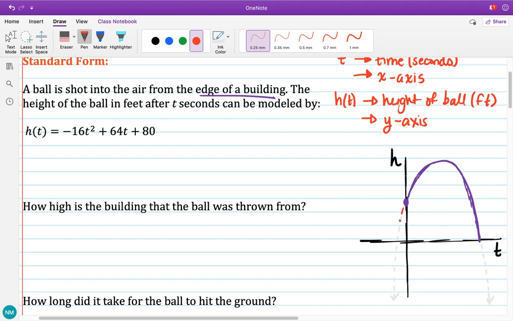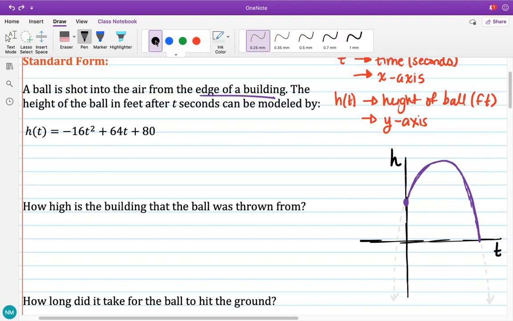And then if this part of the parabola existed, we would be communicating that we can go backwards in time, which we can't. We can't have negative time, and we could have negative height, and some problems do have negative height, but in this context, if I threw a ball into the air, what would probably end up happening is it would hit the ground and then bounce back up. It's not going to just bust through the ground. Anyways, moving on.